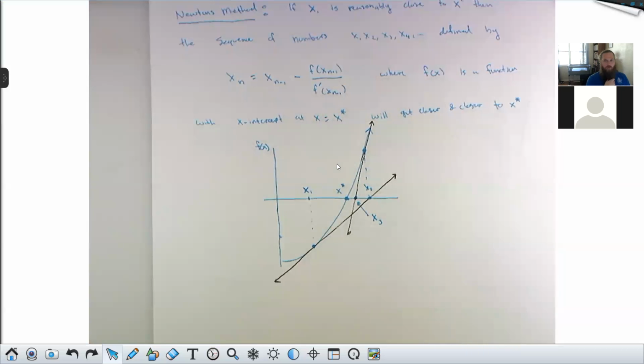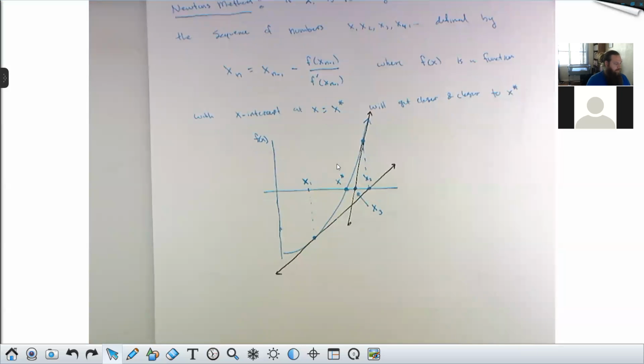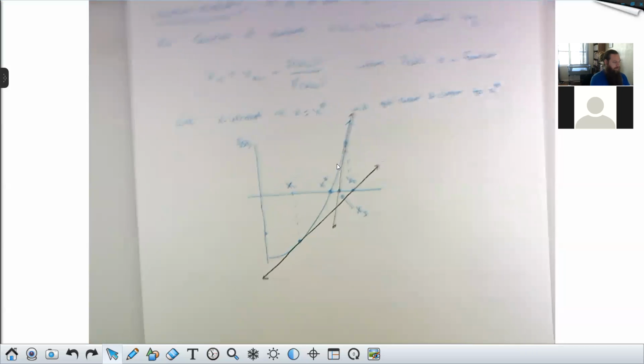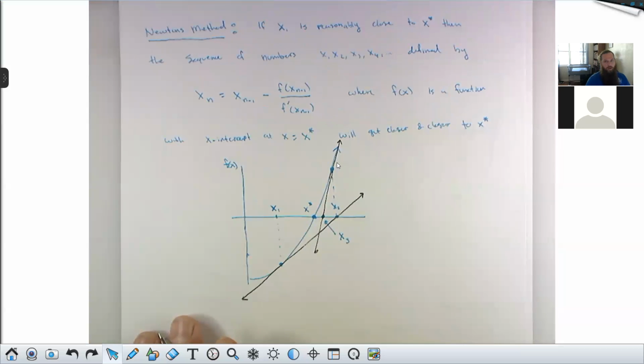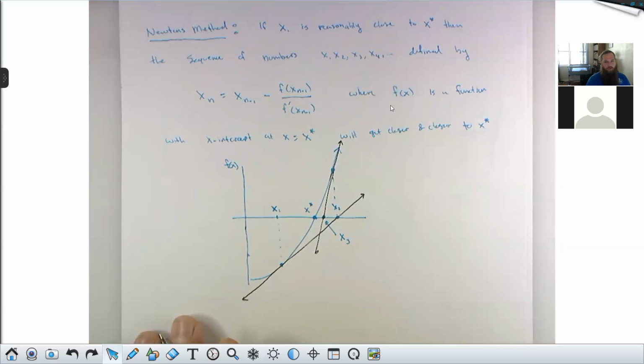What I want to do is use Newton's method to approximate the square root of 2. I'm going to use 4 iterations of Newton's method. So we're going to go x1, x2, x3, x4, and we'll get pretty close. So to use Newton's method, what do we need? Well, I need a function f that has an x-intercept at the number I'm interested in. And then we're going to take that function, find its derivative, and use this formula.